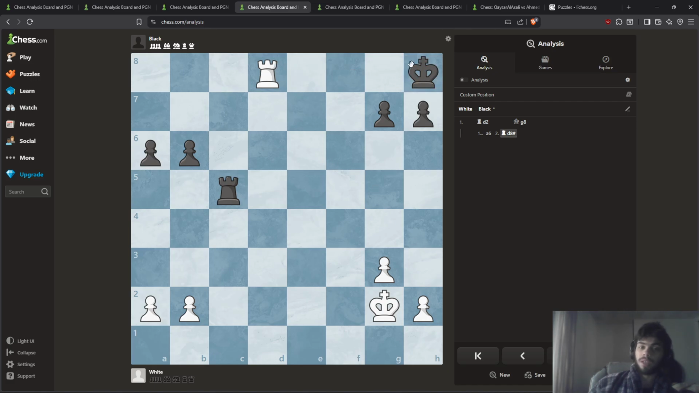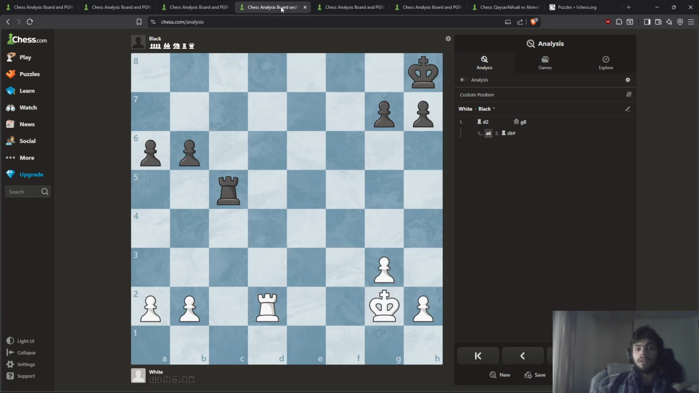Why? The king is under attack. The pawn cannot go backwards. Pawns don't go backwards. And the king has no square to go. Can't go over here. Can't go over here. It's checkmate. Game is over. And that's how checkmating works in chess.